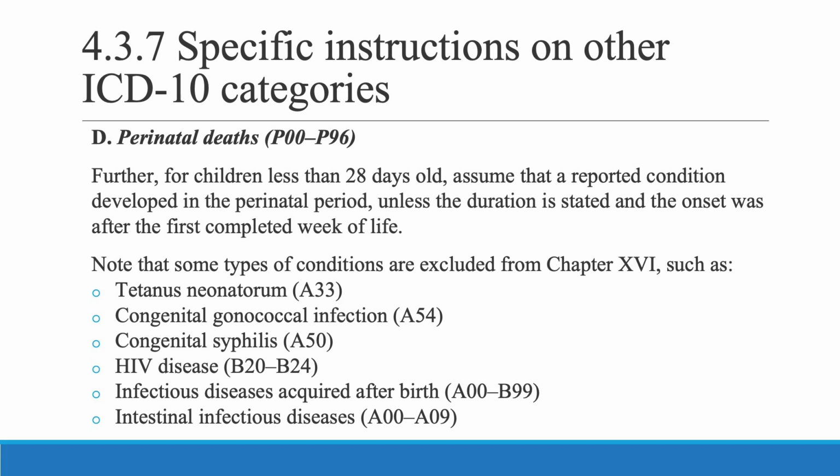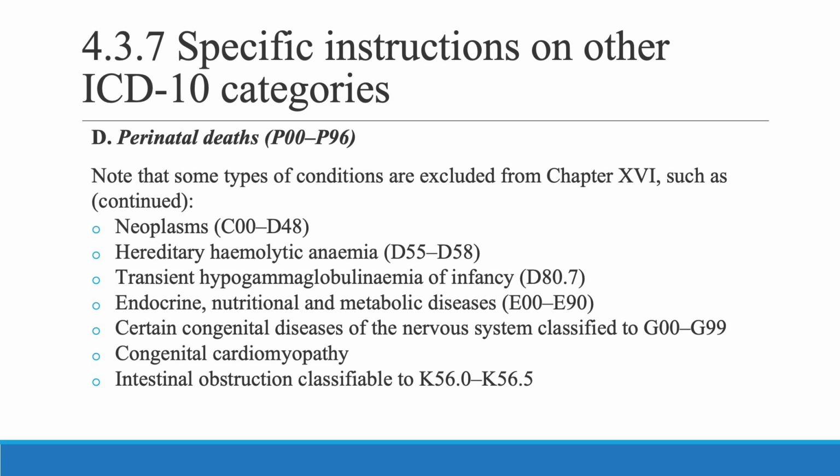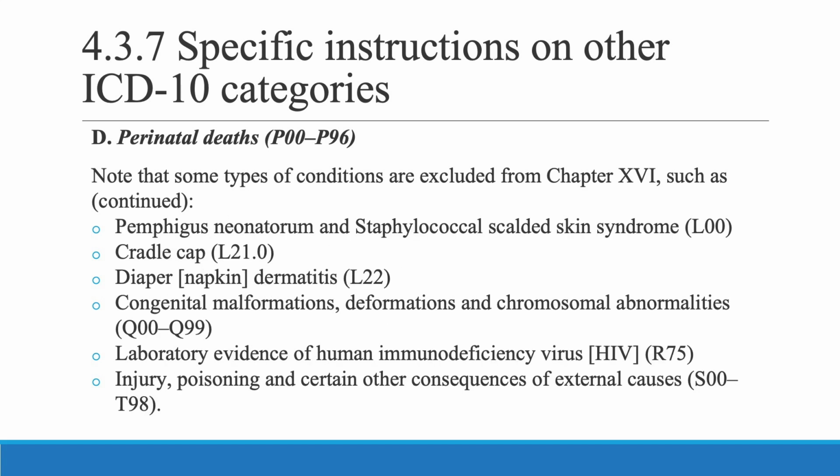So, for example, tetanus neonatorum is not included in Chapter 16 as a P code, but rather in Chapter 1 as an infectious and parasitic disease, as an example. Looking at the next slide, neoplasms arising in the perinatal period are still coded to Chapter 2, C00 to D48. There's no Chapter 16 code for neoplasms arising in the perinatal period. And on the third slide of this list, just some more conditions that, although they are associated with the perinatal period, they do not have a code in Chapter 16.